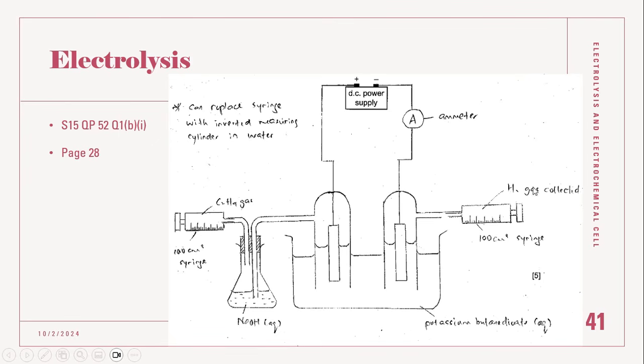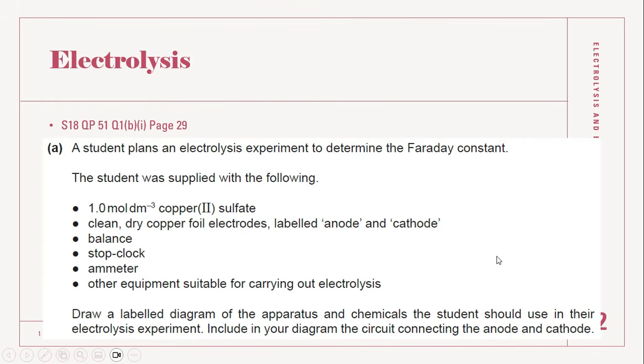I'm collecting hydrogen gas here on the right hand side, and also the other gas on the left hand side, together with sodium hydroxide to absorb the acidic gaseous product. And here I have my electrolyte, the potassium butanedioate. But there's another question in summer 2018, which is also asking for a diagram for an electrolytic cell.